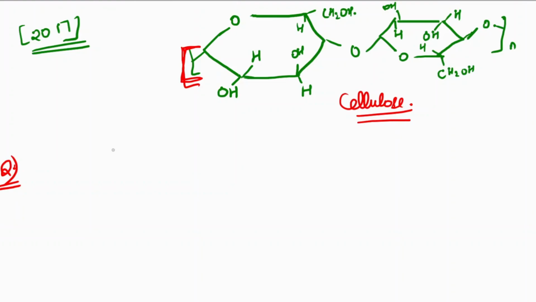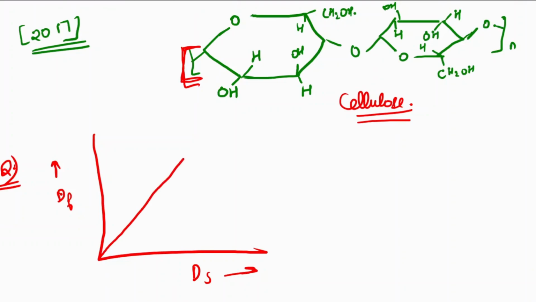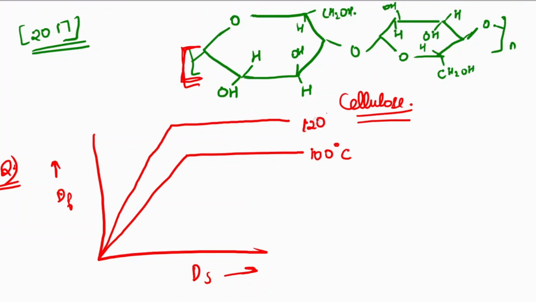The next question says that polyester is dyed with a disperse dye at 100 degrees Celsius and 120 degrees Celsius till equilibrium is achieved. This is a 2015 question. If DF and DS represent dye in fiber and dye in solution, then the correct choice of the dyeing isotherm at the two different temperatures will be.